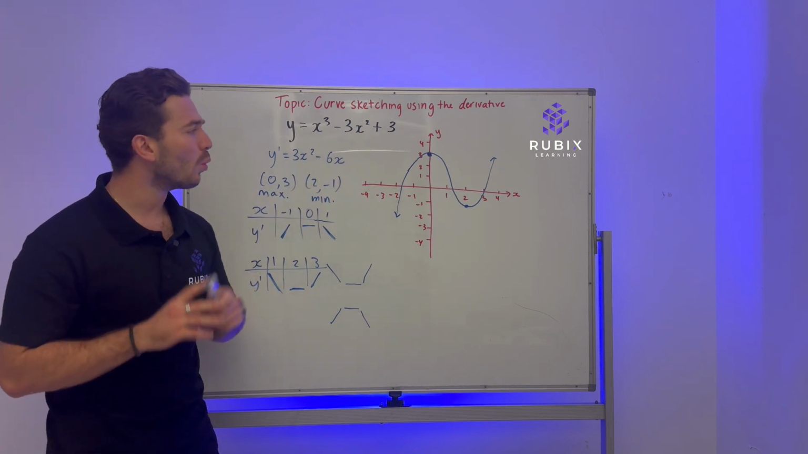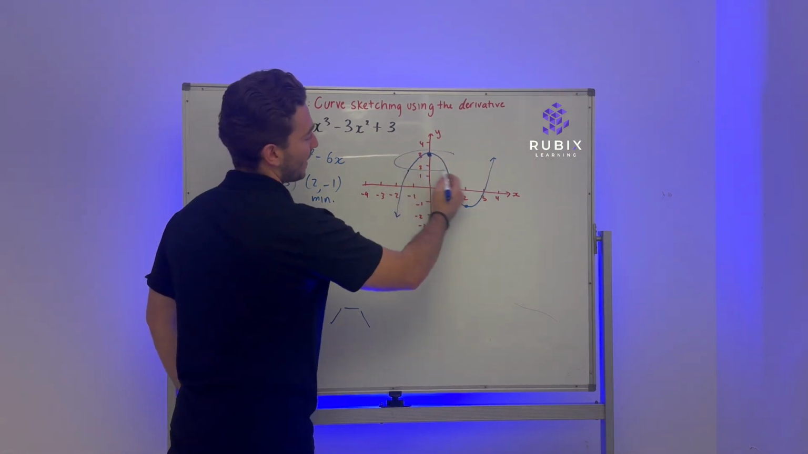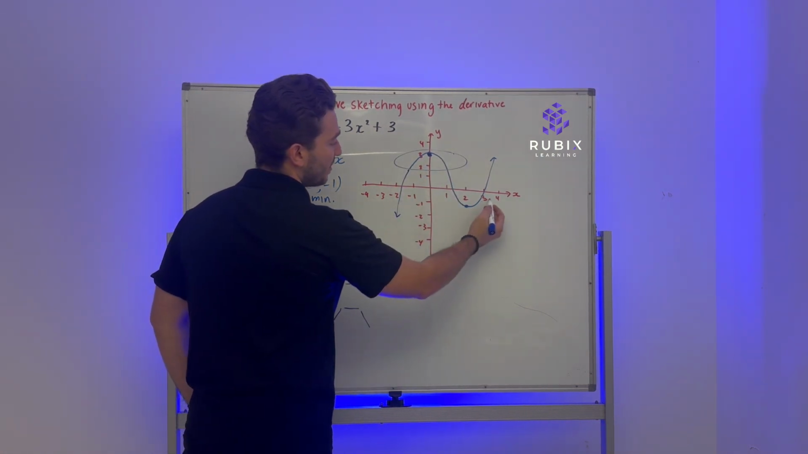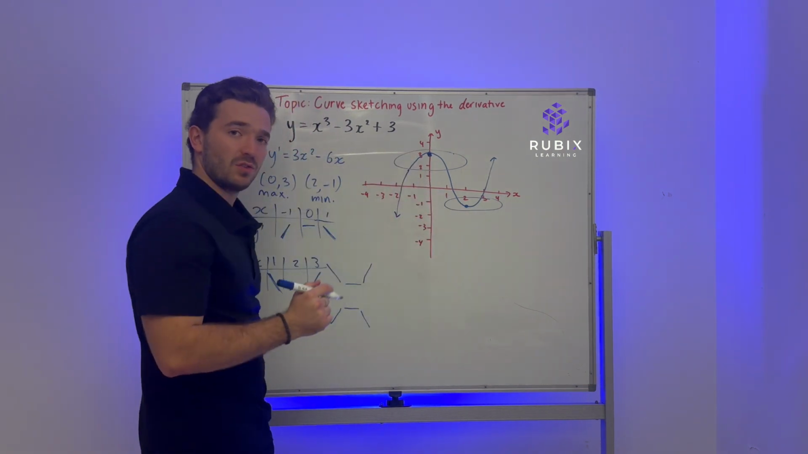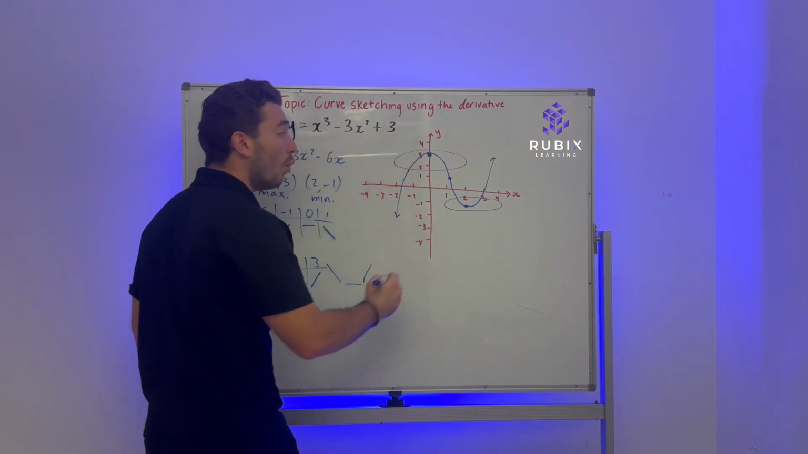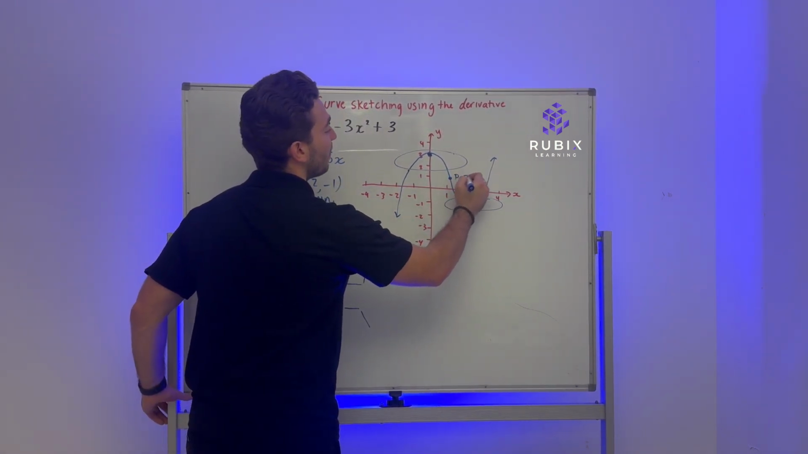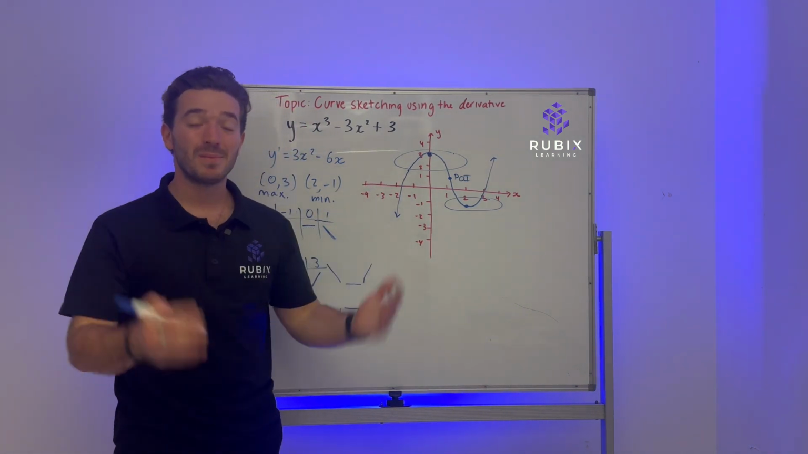So, where do we go from here? Well, we know that this is a max turning point here, and this is a minimum turning point here. When we change from a max to a minimum, something is happening in here, and we call this a point of inflection. Now we'll cover that in the next video.